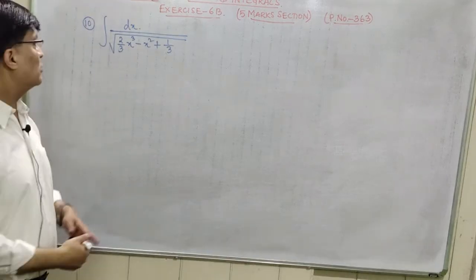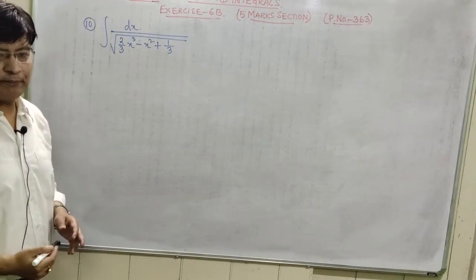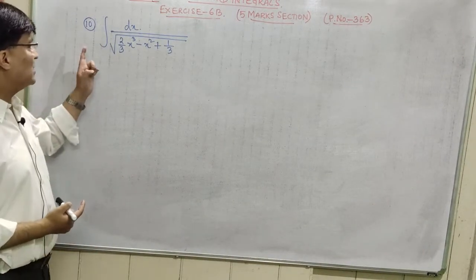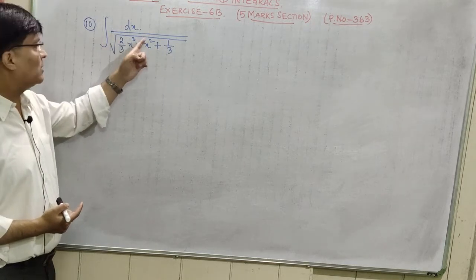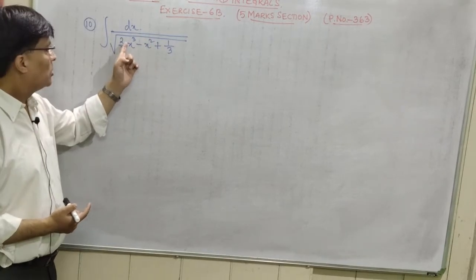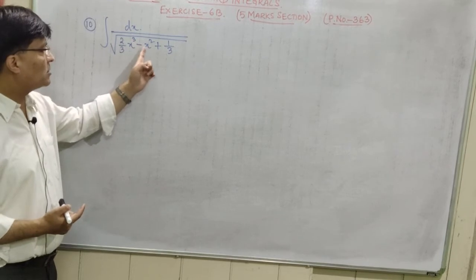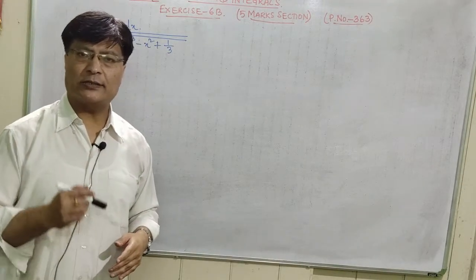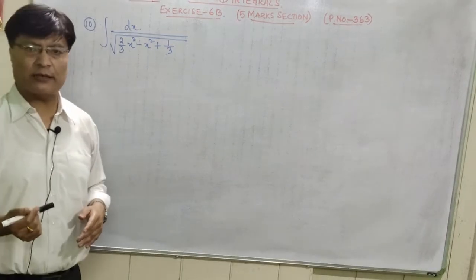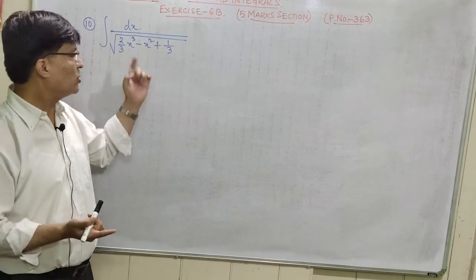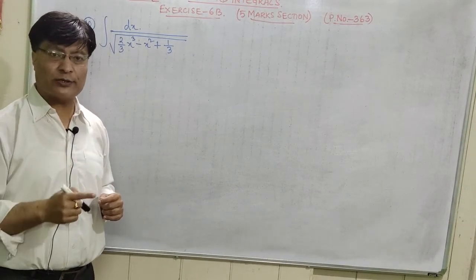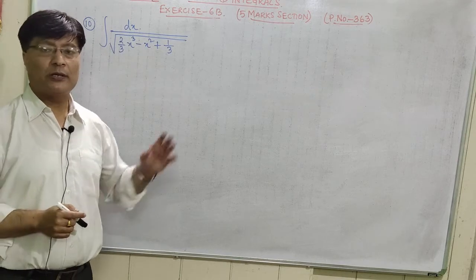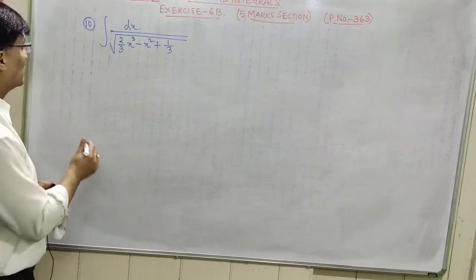So now we'll do the next question, that is question number 10. Question number 10 is the integral of dx divided by the square root of 2 upon 3 x cube minus x square plus 1/3. So which method is used in this case? Whether it is the first method or second method, we don't know, because this is a cube. X cube is also there, x square is also there. So let us simplify it first. Okay.